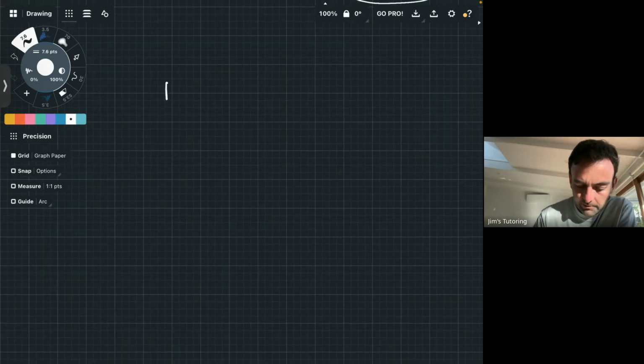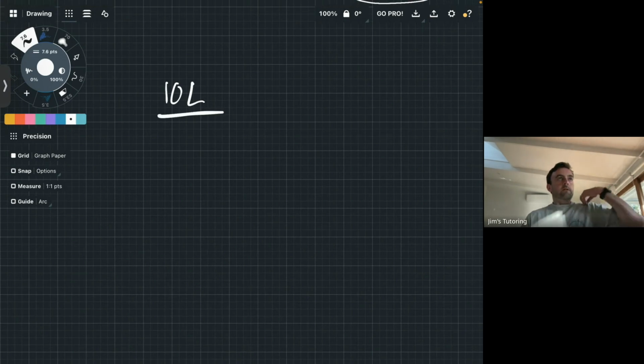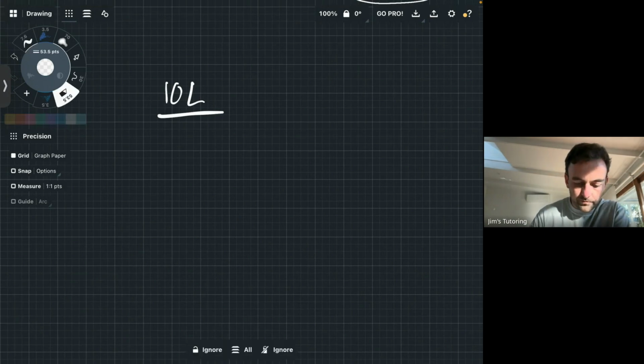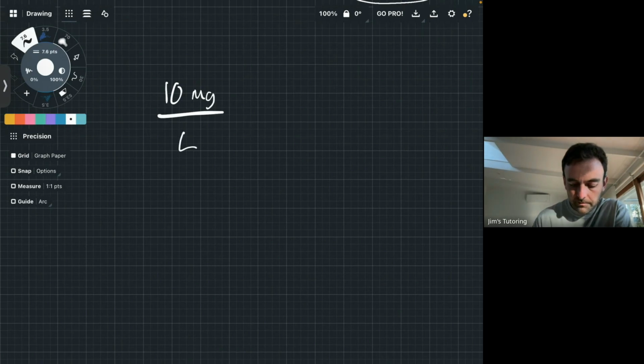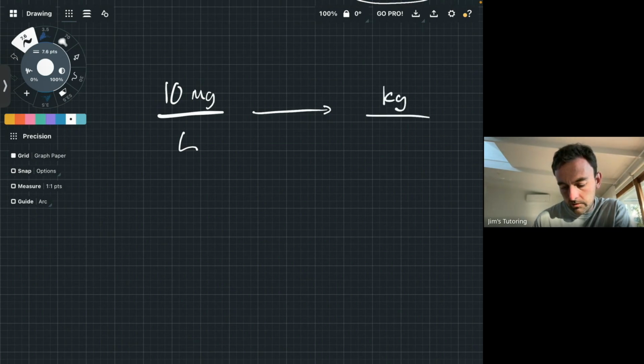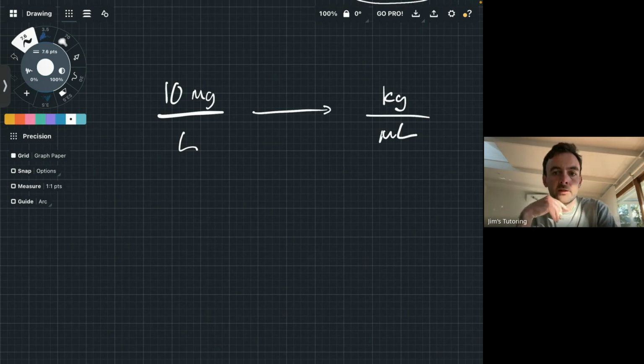So if we had 10 liters per, what are we going to do here? We'll do 10 milligrams per liter. And I want these in kilograms per microliter. It's a little bit of a hard one. So I'll give you guys a couple of minutes.